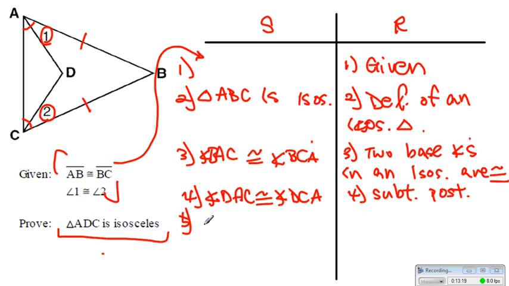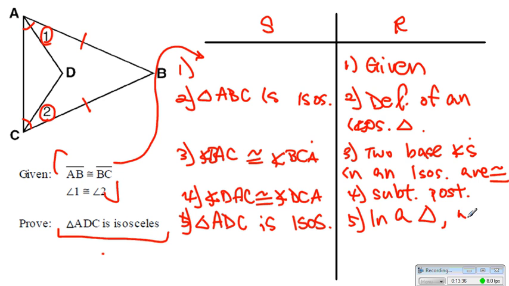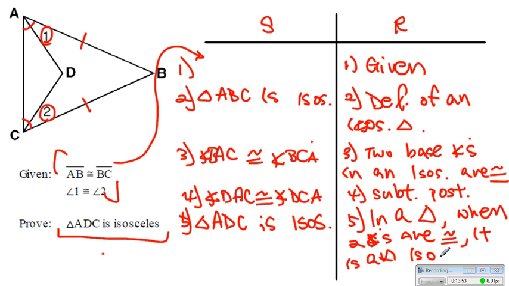Then we can say the final statement: triangle ADC is isosceles. Now number 5, in a triangle, when two angles are congruent, it is an isosceles triangle. All right, so we have finished this question also.